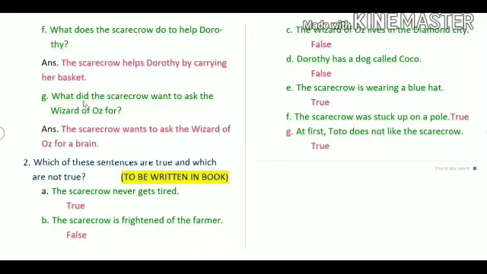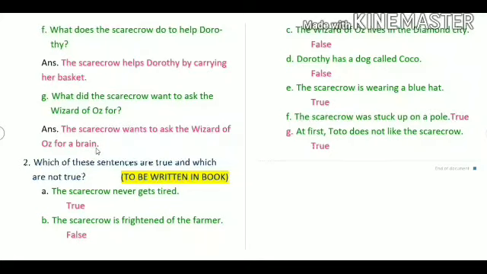Alright, next, what did the Scarecrow want to ask the Wizard of Oz for? Why was the Scarecrow going to the Emerald City with Dorothy and Toto? Because he wanted a brain, isn't it? That is the answer. You will write: the Scarecrow wants to ask the Wizard of Oz for a brain.